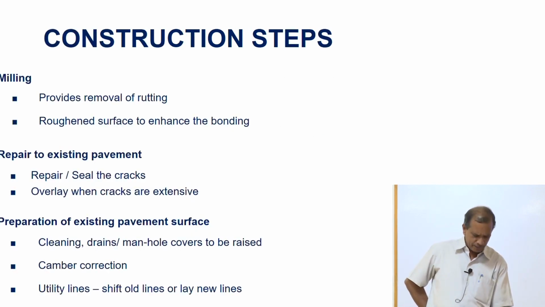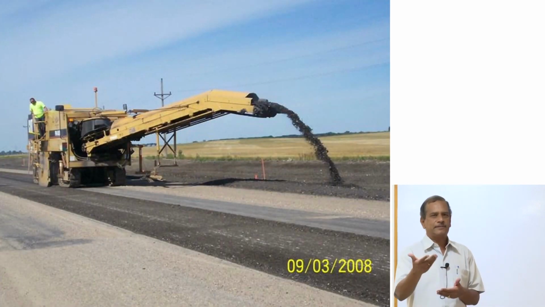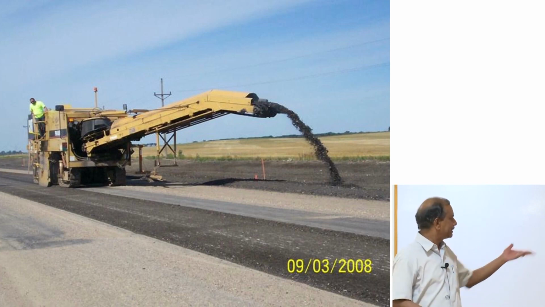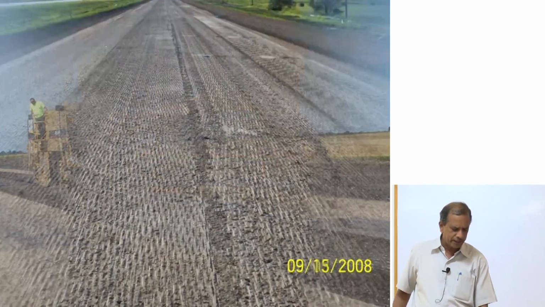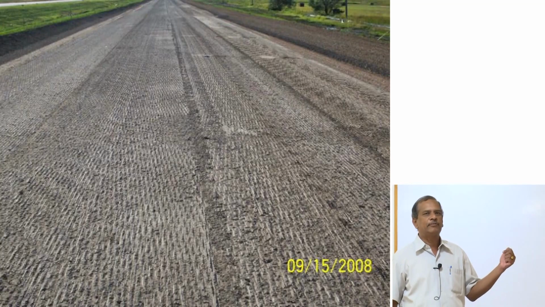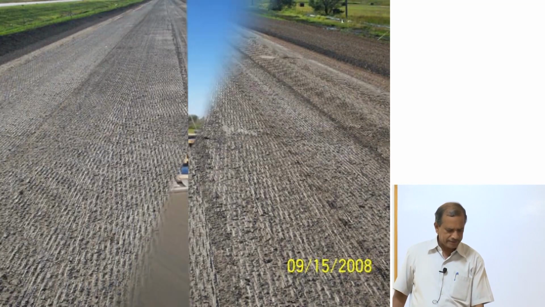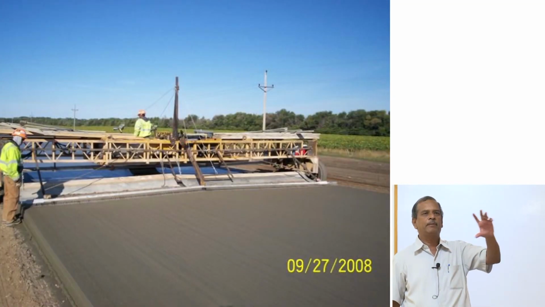Again, it provides a removal of the rutting, so I can mill the surface. Now milling machines are available. I can mill the surface which will ensure a better bonding. This is how a milled surface will look like. On this milled surface, you can have a whitetopping, a concrete pavement.